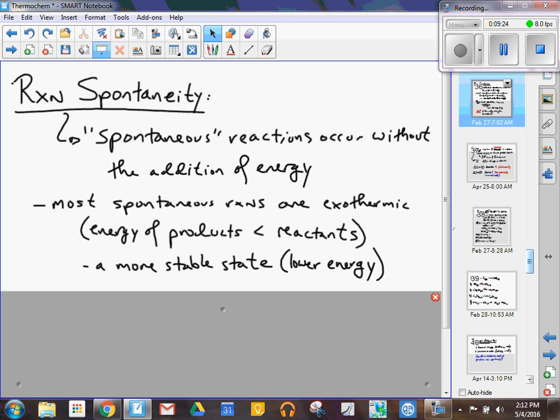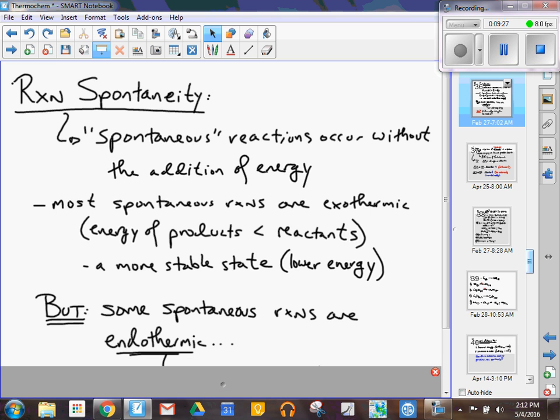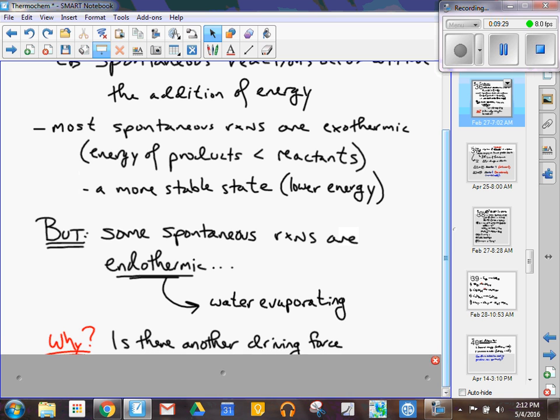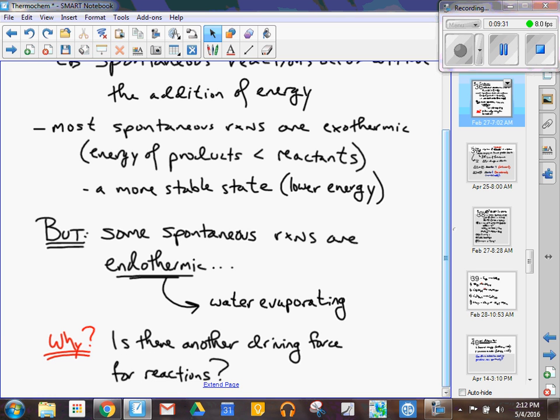So there's something else going on. That's shown here. Yeah, some reactions are endothermic. So a great example, which is not very exciting, is water evaporating. You know, you put a glass of water on your bedside table at 500 mils. The next morning it's going to be 470 mils. You're not adding any energy to it. You're not heating the glass up, and yet some of that liquid water has gone into the higher energy state, into the gas form. So why? What are the other driving forces besides energy change that might be doing that?